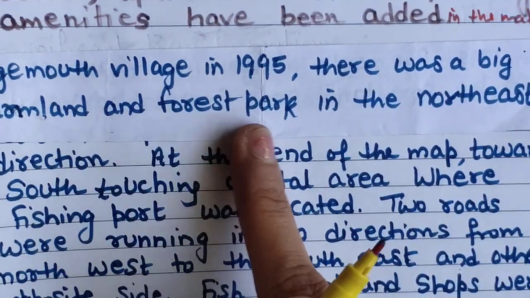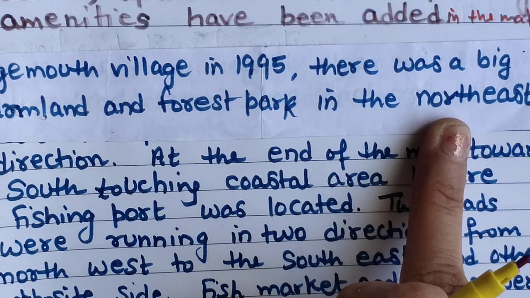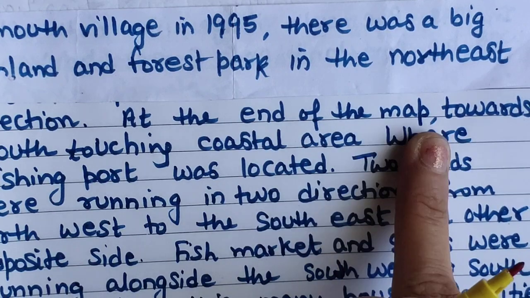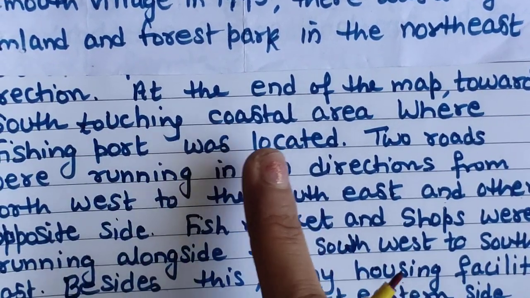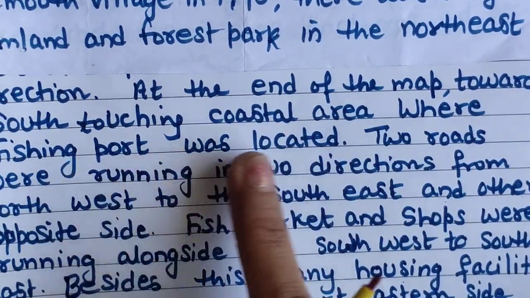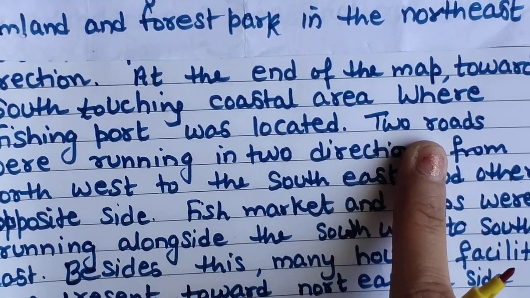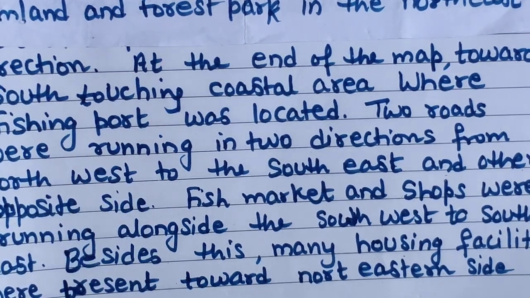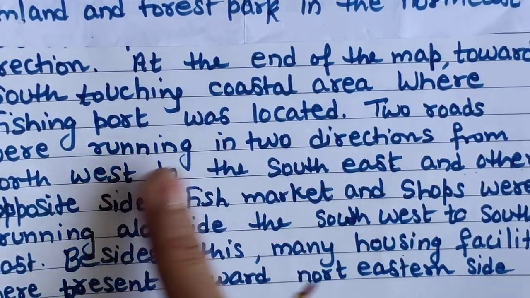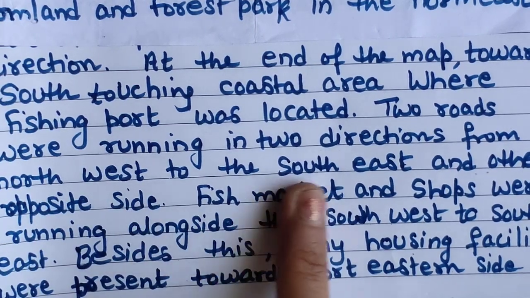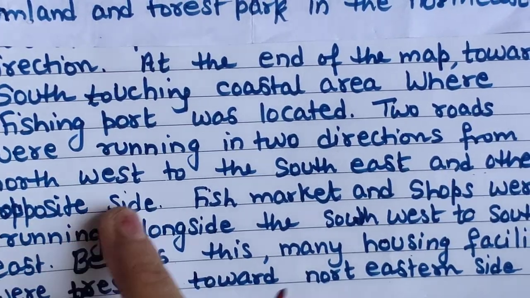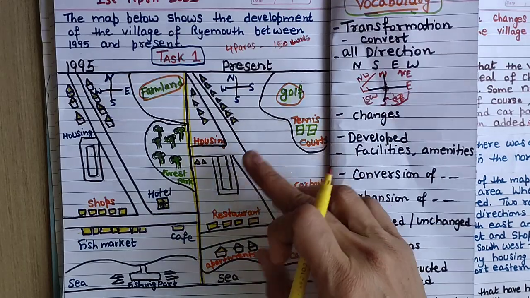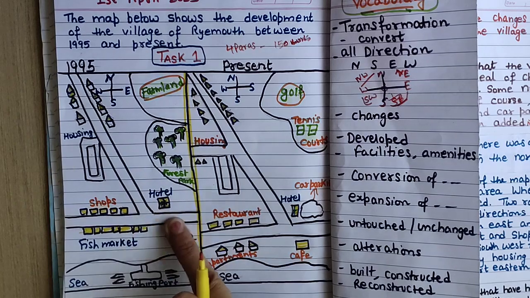There was a big farmland and forest park in the northeast direction. At the end of the map, towards the south, touching the coastal area, a fishing port was located. Two roads were running in two directions, from northwest to the southeast and the other in the opposite direction. So two roads are there. You can see the map. One road is here and the second road is here.